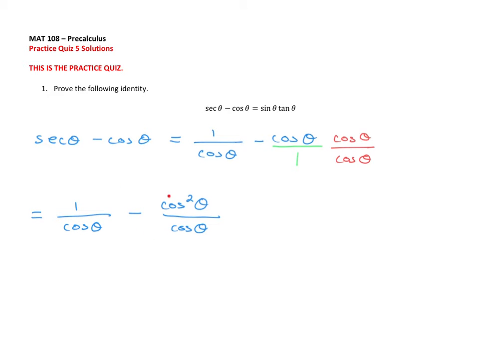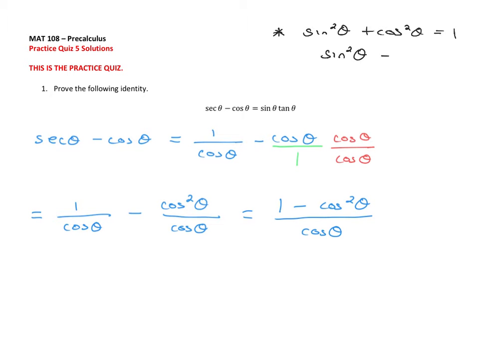With this common denominator, I can now subtract the numerators. That is, this is equal to 1 minus cosine squared theta over cosine of theta. And now what? Well, I'm seeing this 1 and a cosine squared theta. I'm going to reference an identity, a very important one of the Pythagorean identities. Sine squared of theta plus cosine squared of theta is equal to 1. If I subtract cosine squared from both sides of this identity, sine squared of theta is equal to 1 minus cosine squared theta. So this is a very powerful identity, and it often shows up when working with proving identities.